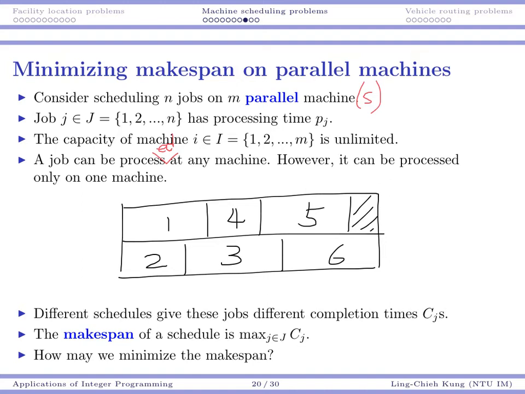They are all independent. All we care about is the turn point here when all jobs are finished. That's our makespan. Different schedules give these jobs different completion times Cj, and if you have Cj, then the makespan would be the maximum of Cj. So the problem is to minimize your makespan by scheduling all those jobs onto your multiple machines.